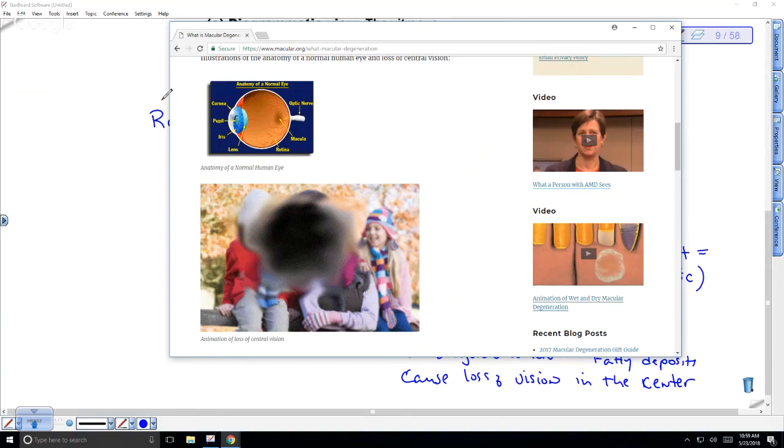And so this is why they take a picture of your eye. So when they take that picture of your eye, if you've been to the eye doctor lately, the picture of the macula.